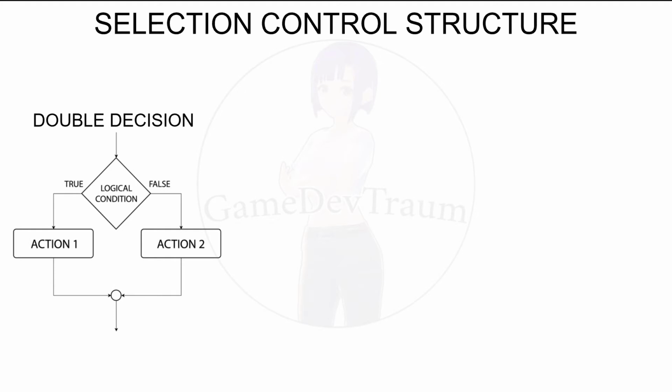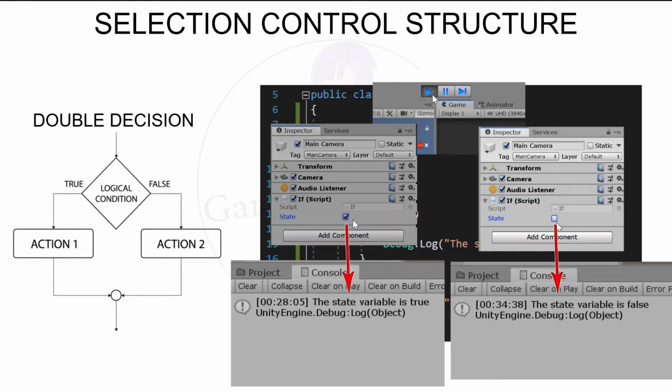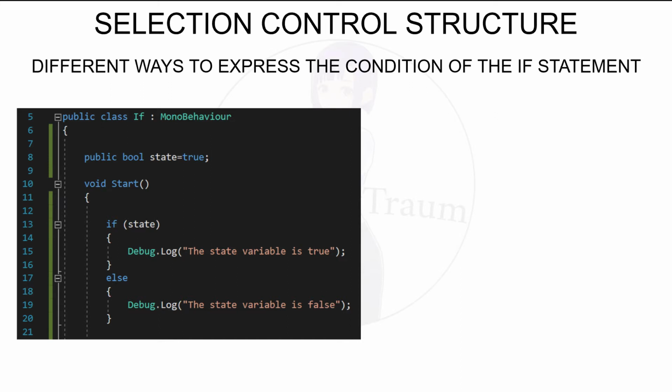This means that we will also perform an action in case the condition is false. To do this, we simply add else to the previous structure and open and close curly brackets. Inside those brackets, we write all the code that we want to execute if the condition is false. In this case, what I'm gonna do is simply print the state variable is false on the console. Here we see the results with the state variable in the two states. Nice! Now let's see how else we can express the if statement condition.